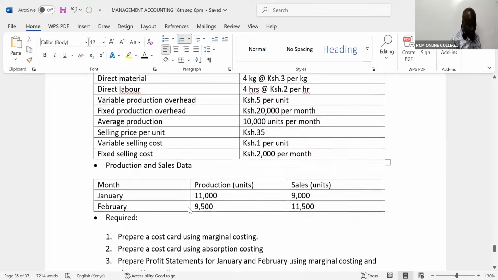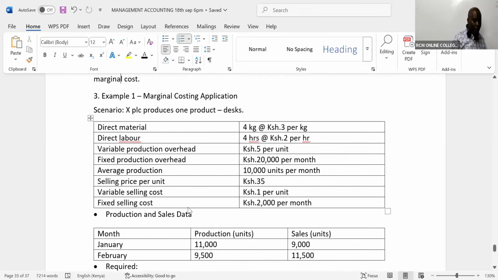Remember, we have already done the cost card using absorption costing. Absorption costing is also known as full costing, isn't it? If you remember very well, here we took material cost in the cost card, 4 kgs at 3, which gave us 12.